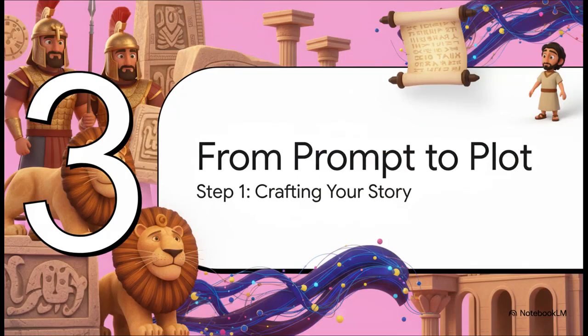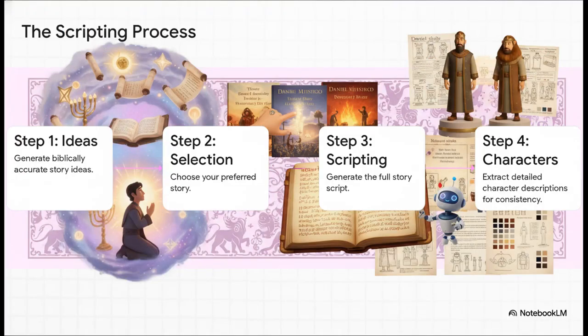Okay, first things first, we need a story. Every great animation starts with a great script. So we're going to use ChatGPT to go from a totally blank page to a full-fledged script. And for our example, we'll be using the incredible story of Daniel in the Kingdom of Persia. Now, by using a few specific prompts, we can get ChatGPT to generate biblically accurate ideas, write out the entire script, and, this part is absolutely crucial for later, create super detailed descriptions of our main characters. This step right here is the foundation for everything else we're about to do.